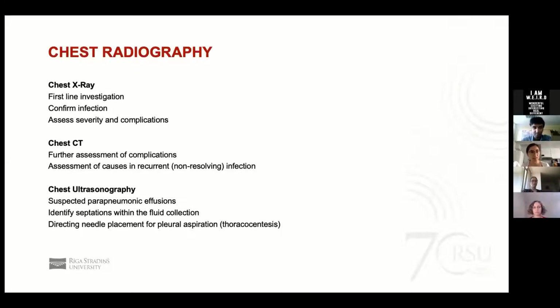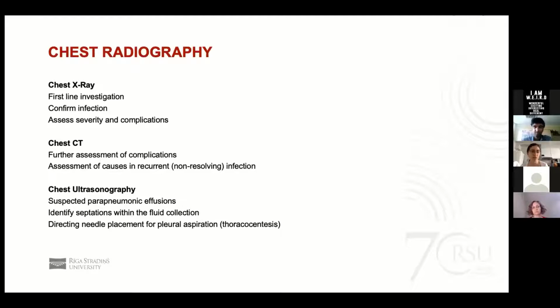But these types of radiography are used in different situations, as you can see here. The X-ray is the first line investigation, which usually is for the confirmation of the infection, and this assesses the severity and complication of the particular pneumonia. And the CT is for the further assessment of complication, so after the X-ray is done. And this could also assess the causes of recurrent or non-resolving infection, so more complicated forms of pneumonia.